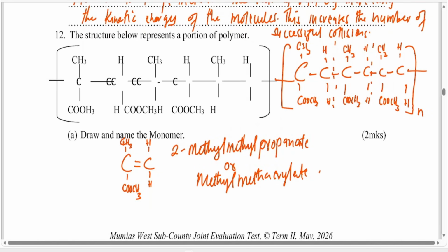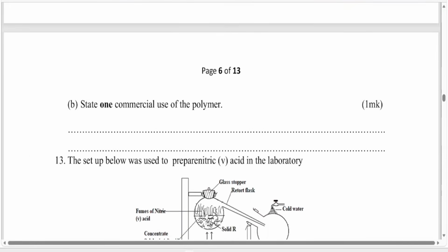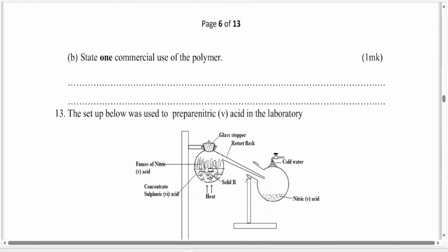So I want you to rewrite it to this, and then you look at it. State one commercial use of the polymer. One of the uses of this particular polymer that we have just looked at is in making window panes, or windows. It looks like a clear material, so it can be used in making window panes.